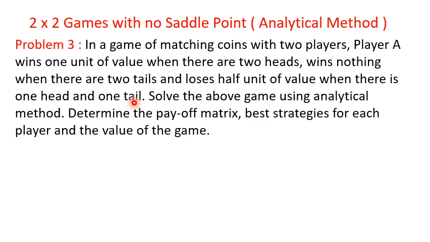So please be very clear here. If there are two heads, player A wins 1 unit of value. If there are two tails, player A does not win anything. Player A loses half unit of value when there is one head and one tail. So you have to first determine the payoff matrix. Here the payoff matrix is not given, unlike some of the problems that you have solved earlier. So reading and understanding the situation, you have to now construct a payoff table and then apply the analytical method and find out the best strategies for each player and also find the value of the game.